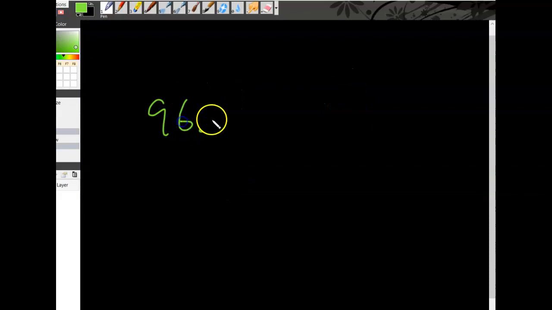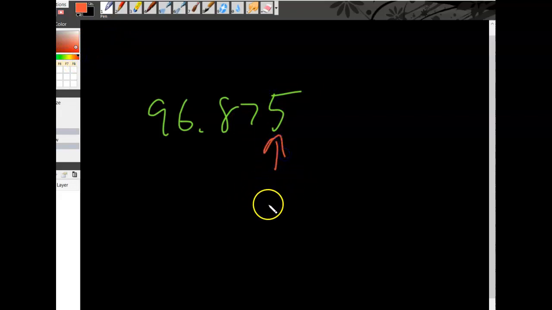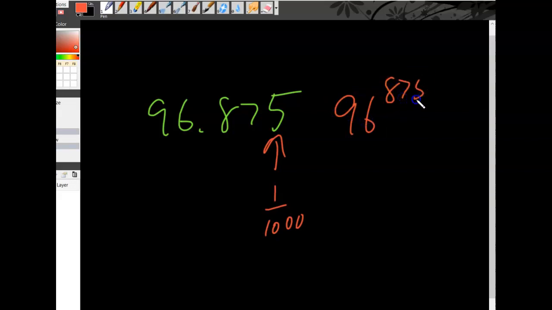How about 96.875? Now we're on to the thousandths place, 3 digits out. So your denominator for the fraction is going to be 1,000. So this is just going to be 96 and 875 thousandths. And you can definitely reduce that.